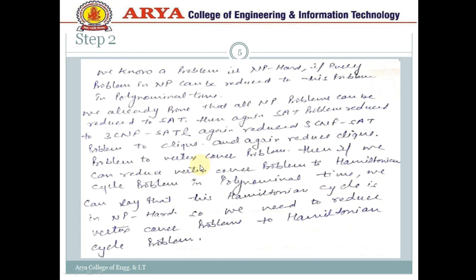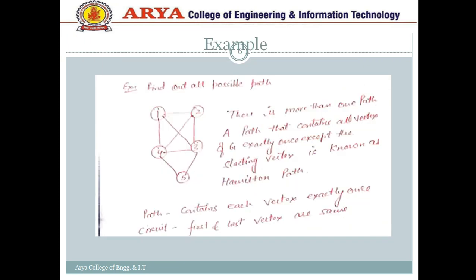Then if we can reduce the vertex cover problem to the Hamiltonian cycle problem in polynomial time, that means we can do the reduction process very easily. We can reduce one problem to another problem, then we can say this is an NP-hard problem. In step 1 we proved this is in the class NP. In the second step we proved this is NP-hard. So on the basis of these two steps, we can say that this Hamiltonian problem is an NP complete problem.